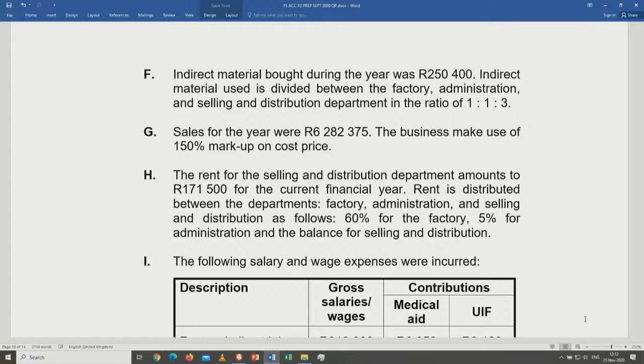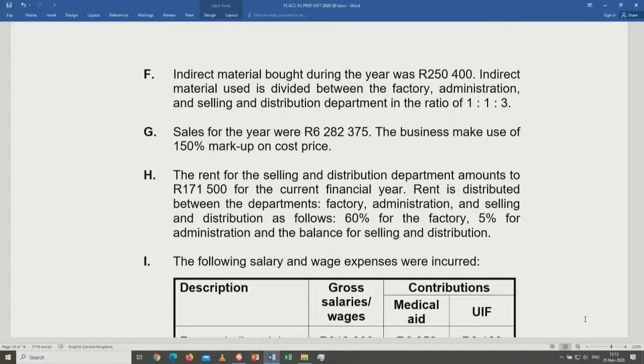Remember, in my indirect material, I already have an opening and a closing. I need that purchases now, right? So I'm going to add the 250,400, and then I must take the ratio or the portion that belongs to the factory. In this case, they say to me, indirect material used is divided between the factory, administration, and selling and distribution department in the ratio of 1:1:3, which means factory gets 1, administration gets 1, selling and distribution gets 3, right?